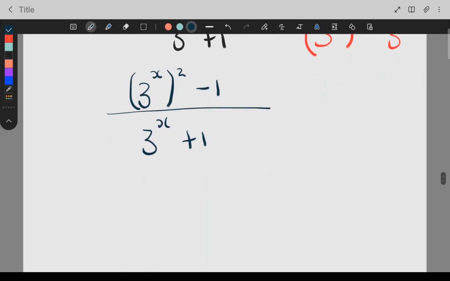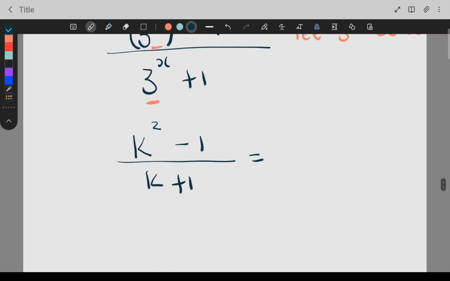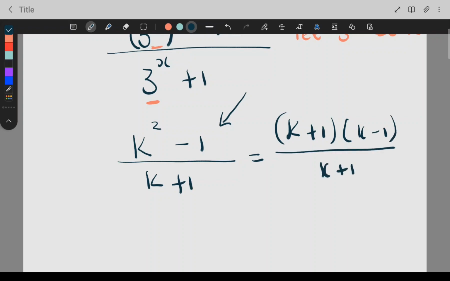Now, grade 11s, I'm going to say let 3 to the x be k. So wherever there's a 3 to the x, I'm going to make it k. So this is k and this is k. So look how the sum becomes. It's k to the 2 minus 1 over k plus 1. Now, how would you normally factorize this? This is the difference of two squares. So this is k plus 1 and k minus 1 over k plus 1. So can you now see, grade 11s, that this and this will cancel. And you are left with k minus 1.